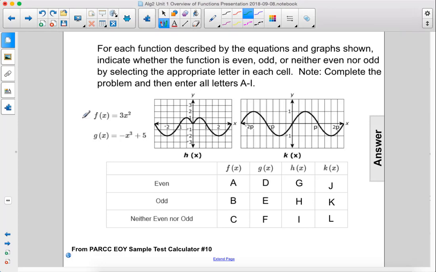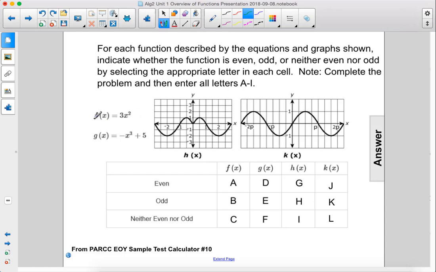For each function described by the equations and graphs shown, indicate whether the function is even, odd, or neither even nor odd by selecting the appropriate letter in each cell. Note, complete the problem and then enter all letters A through I.